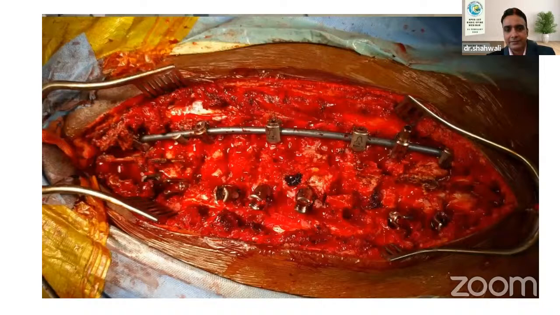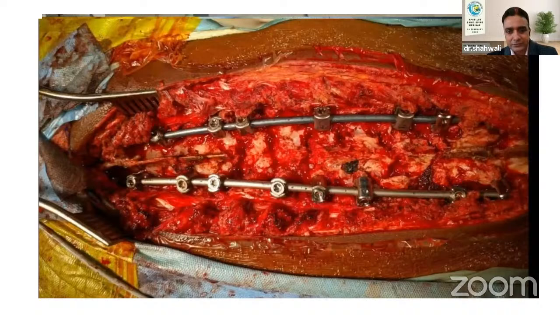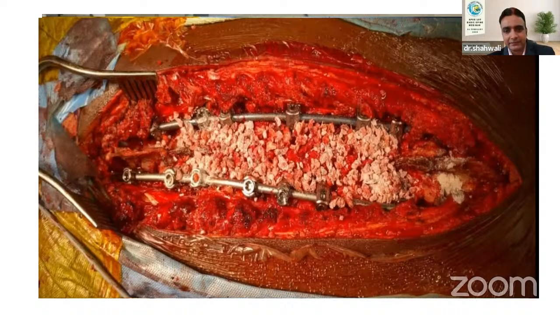After exposure, the screws were fixed on both sides. Then we did multiple Ponte osteotomies, and these osteotomies were closed. The maneuver I employed for correction of such deformity is the cantilever mechanism and in situ rod bending. Then after checking the screw sizes on fluoroscopy and seeing the intraoperative neurology with the neural monitoring, we did closure in layers along with bone grafting to hasten the fusion.